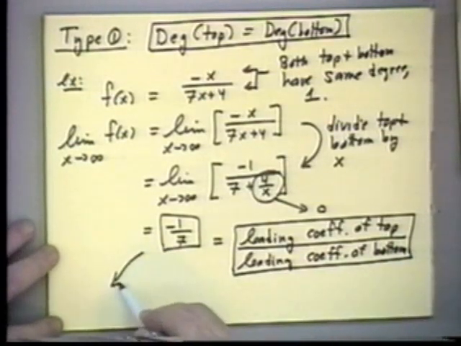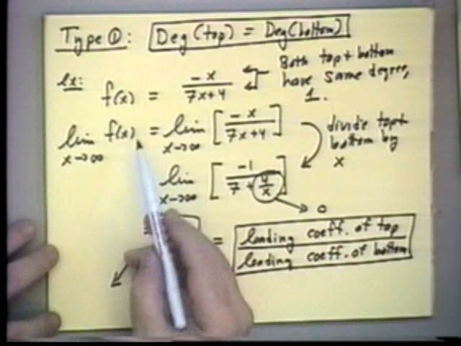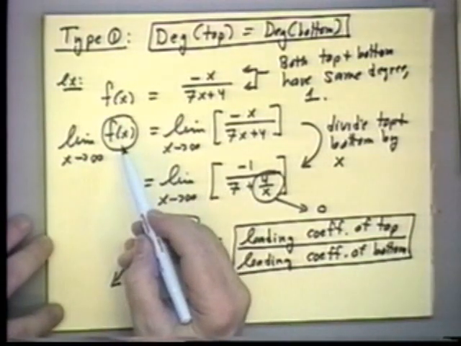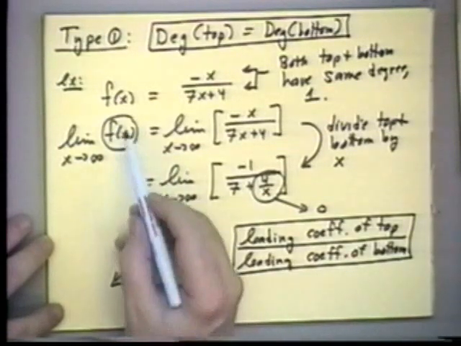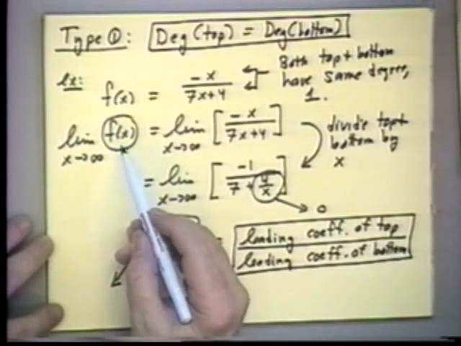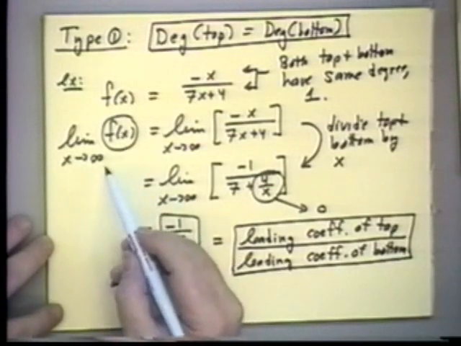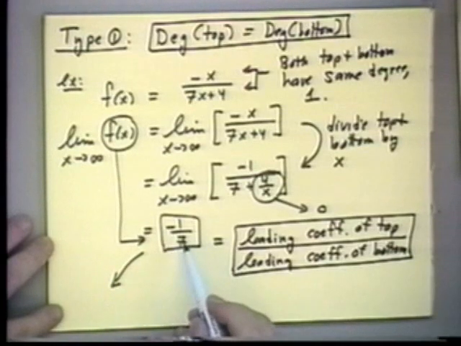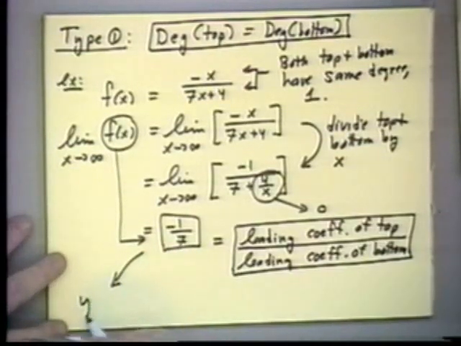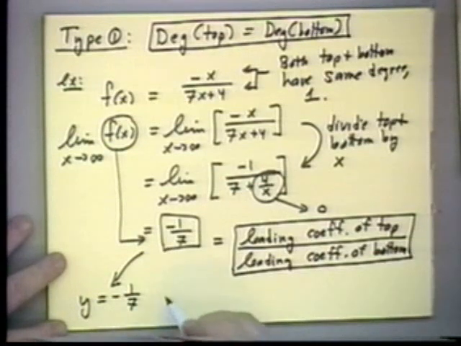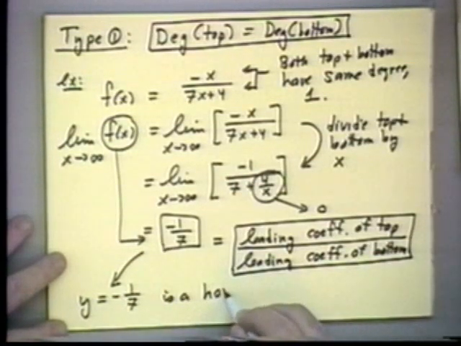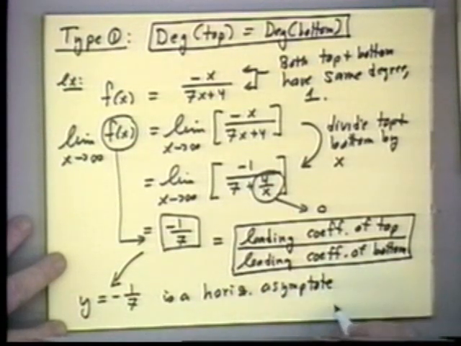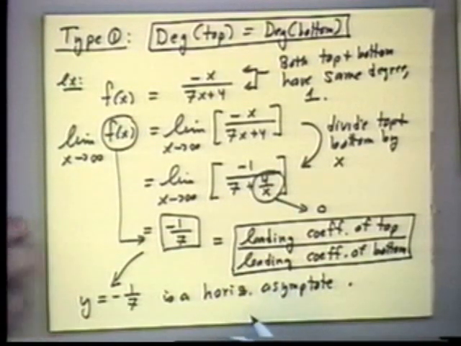Now, let me note one other thing while we're at it. Remember, when you're taking the limit of a function like this, the function represents y values, the vertical values. You're asking what vertical value the function f of x is approaching as x approaches infinity? Well, it is approaching this vertical value of minus 1/7. In other words, y equals minus 1/7 is a horizontal asymptote. Remember, we talked about these before. A horizontal asymptote for this function.